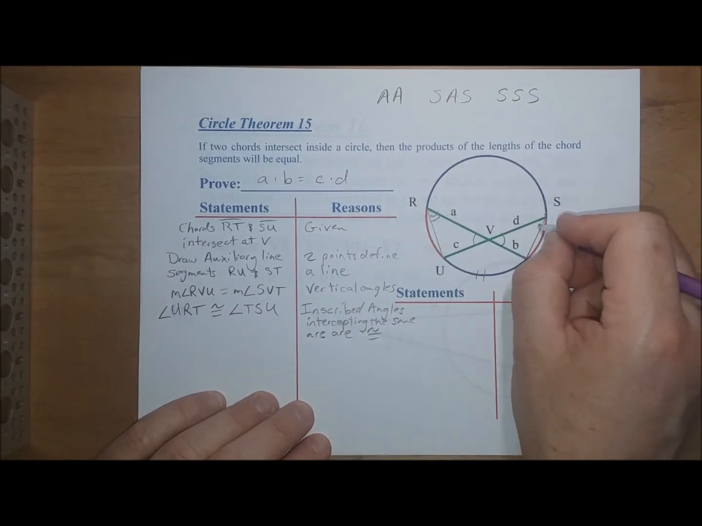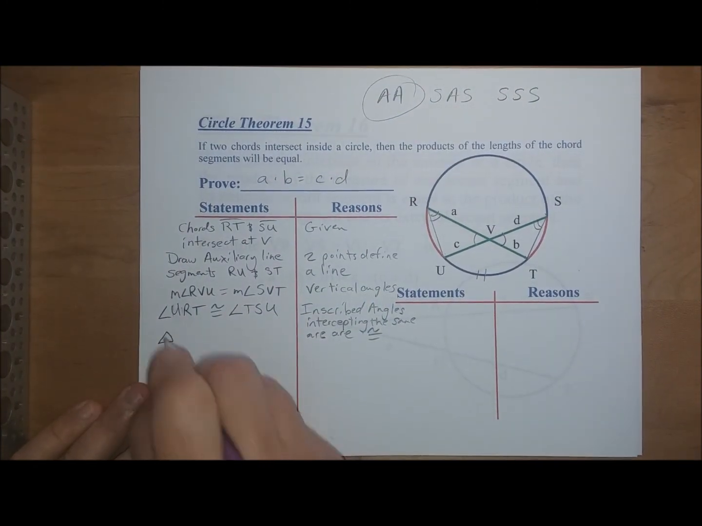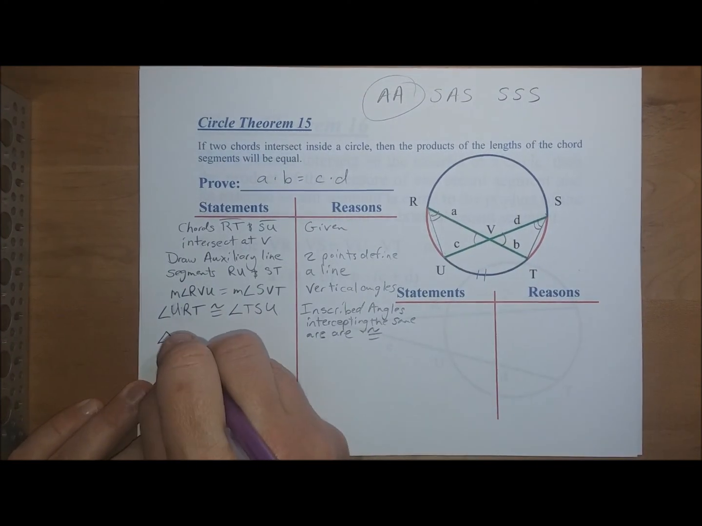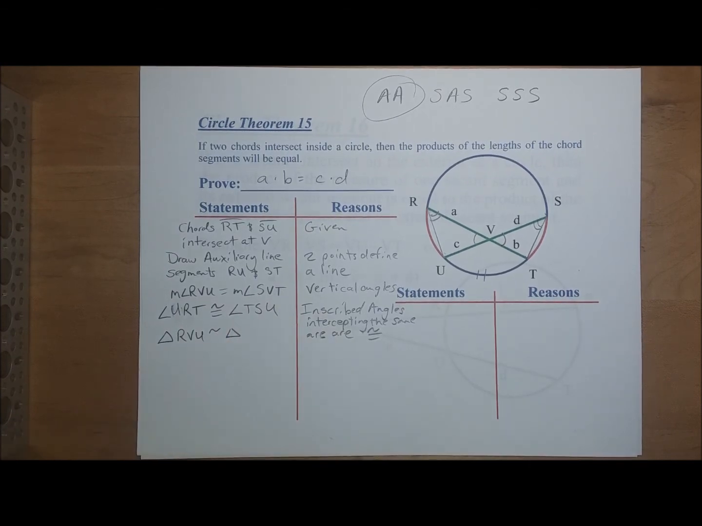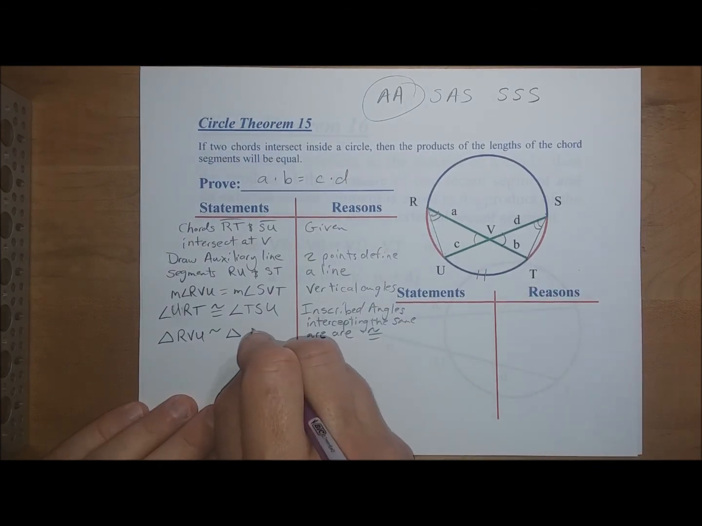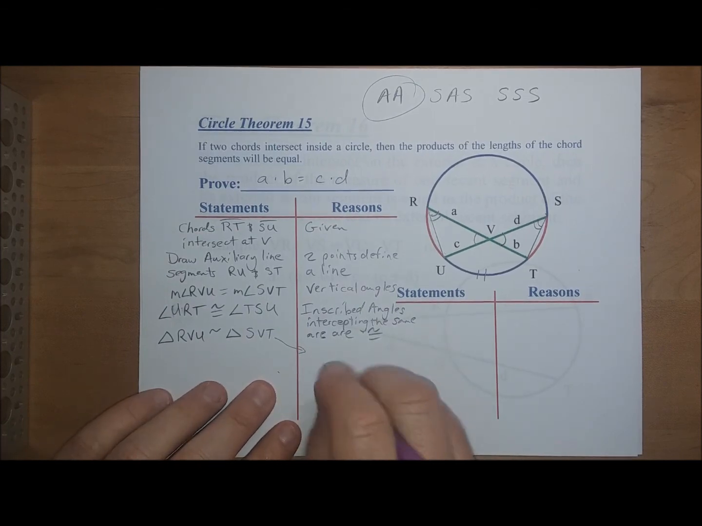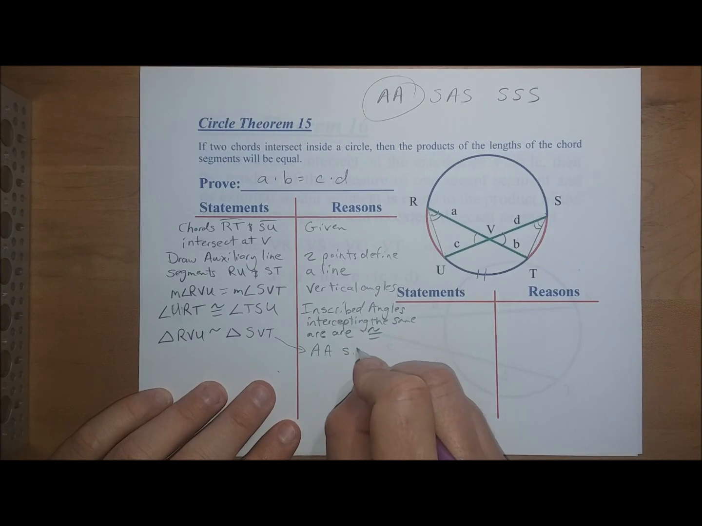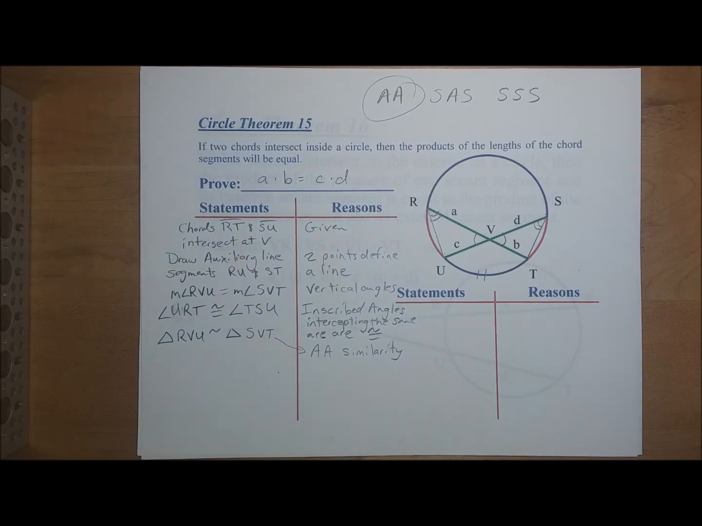That's huge. That's huge because that gives me my angle, right? So I can now declare that triangle RVU is similar to triangle SVT. How do I know? Angle, angle, similarity, right? Good. If these two triangles are similar, guess what we know about them? We know that all their sides are proportional.